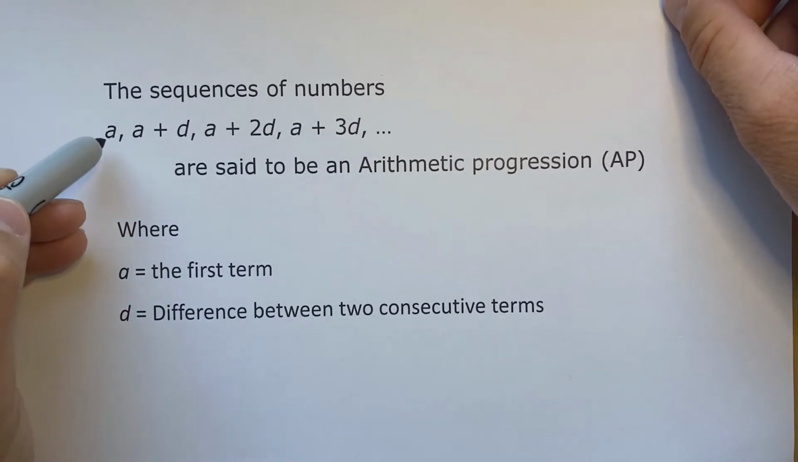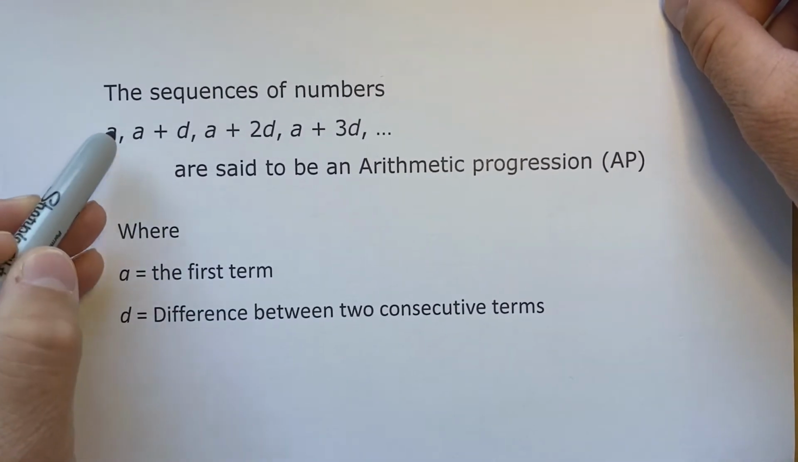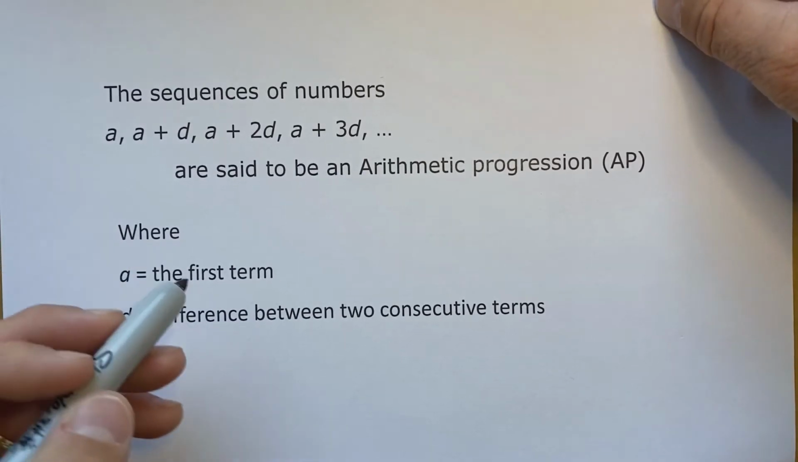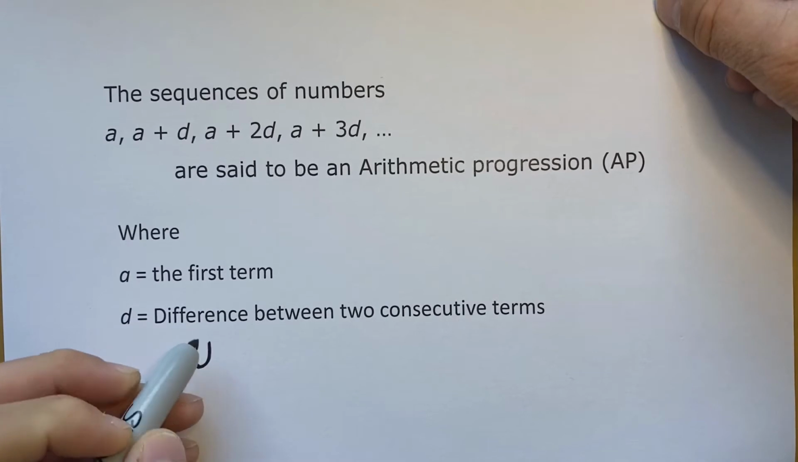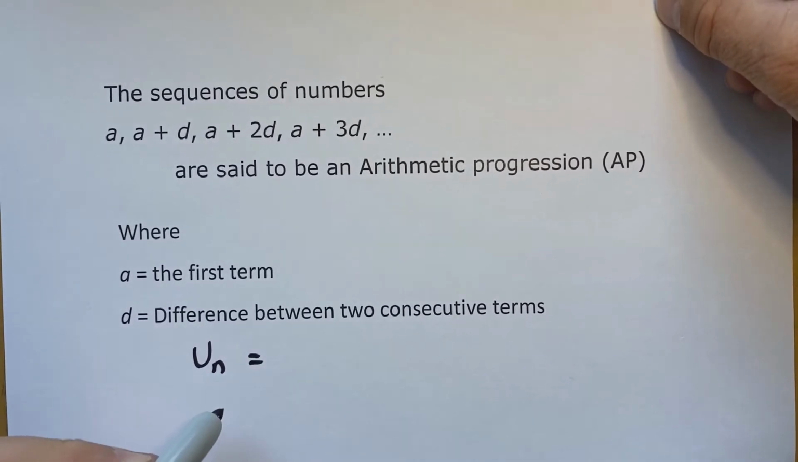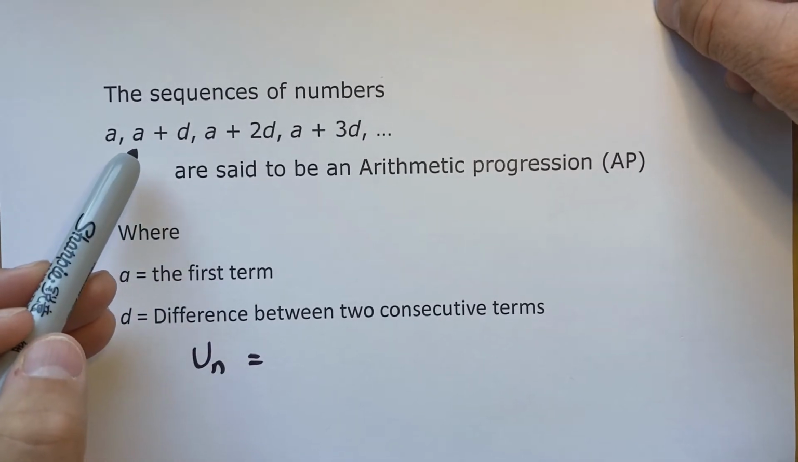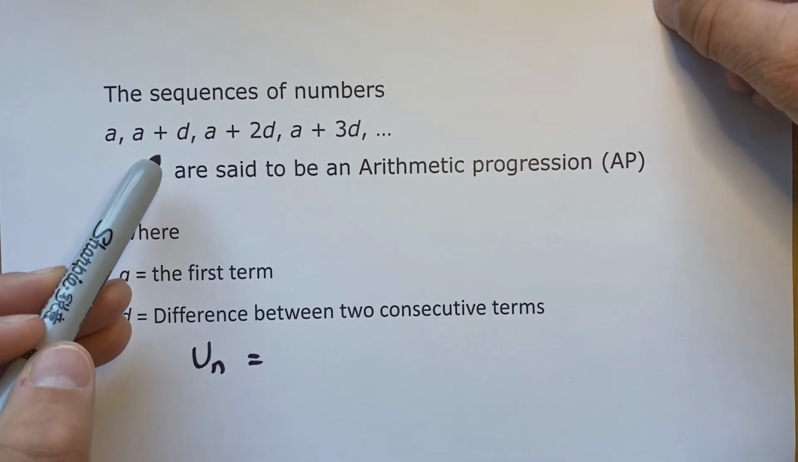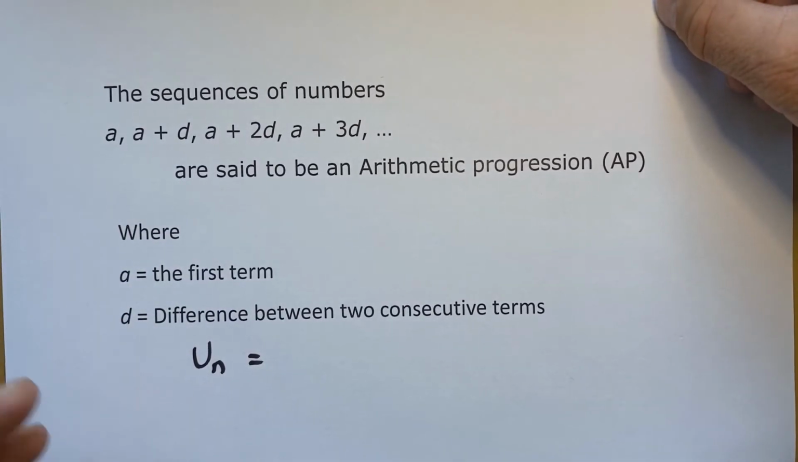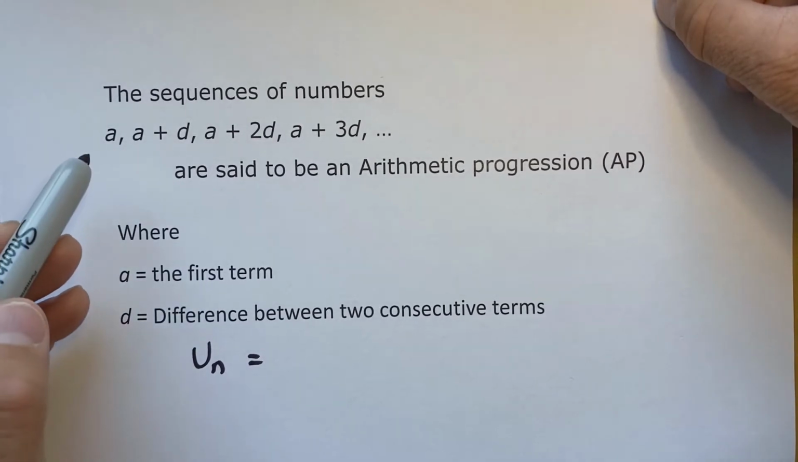So A is classed as the first term, and what you go up by each time is D, which is referred to as the difference between two terms. So the nth term, which is given the symbol Un, usually what you would do is say it's D times n plus a number, and you work out that number based on the first term. That's the GCSE approach.